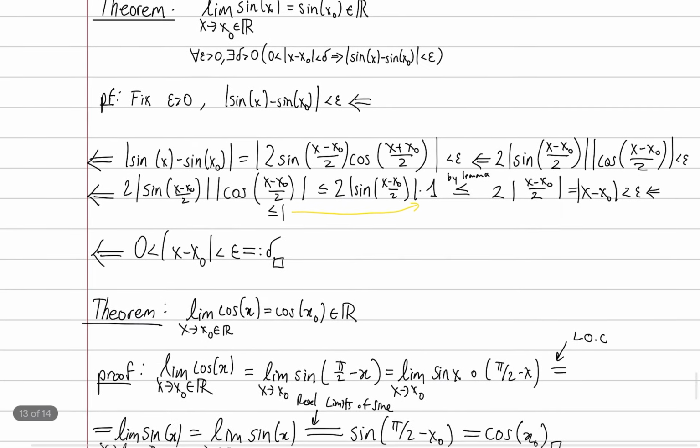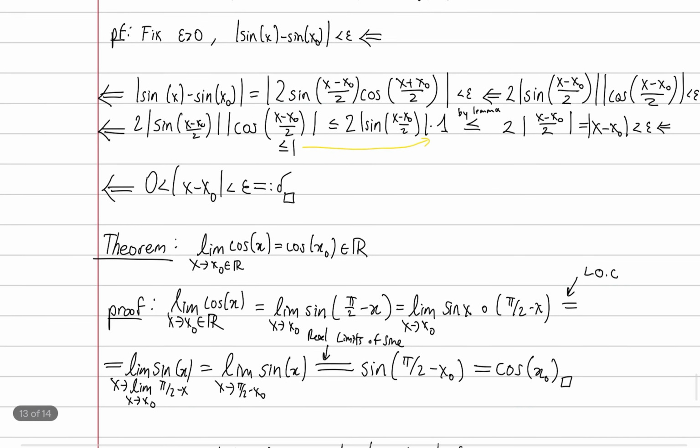So we don't need to do any epsilon delta things. We can just use the other identity that we pocketed. So the limit as x approaches x naught of cosine of x is the limit as x approaches x naught of sine of pi over 2 minus x, this difference, which is equal to the limit as x approaches x naught of, we're going to compose sine of x and pi over 2 minus x.